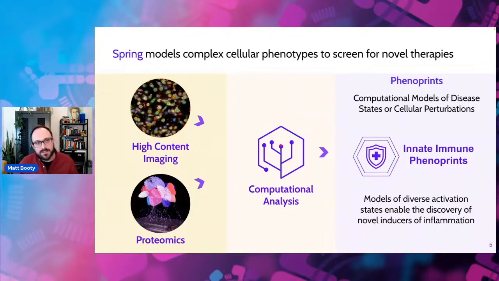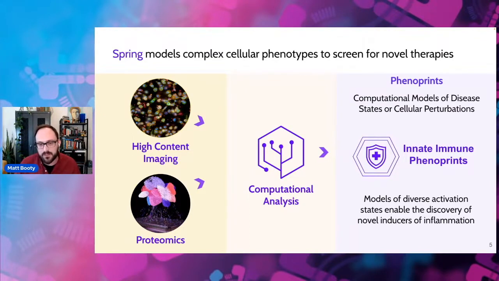So diving into the data types that we really focus on at Spring, there's two key ones. The first is high content imaging. So this is actually microscopy data, and I'll give more details about what we're doing here. And then also proteomics. We do this in the supernatants of our cell stimulation assays, and we're able to quantify quite a number of analytes. All of this information is fed into our computational analysis platform.